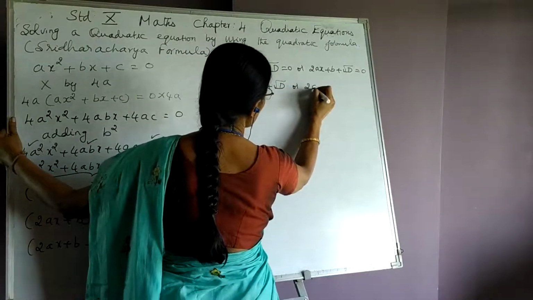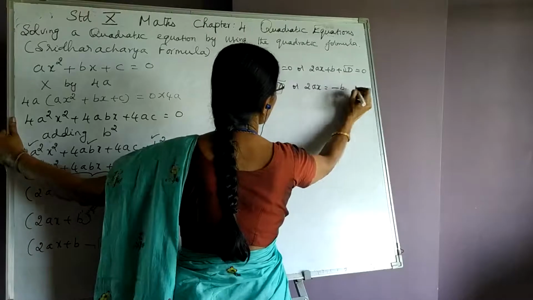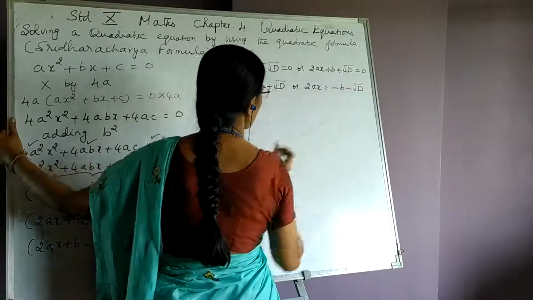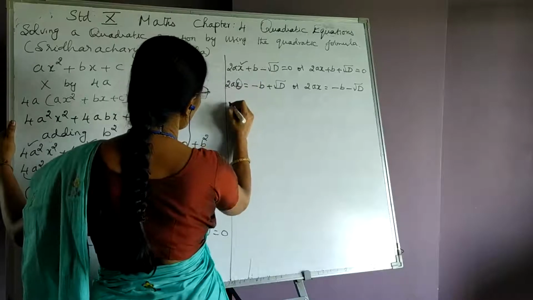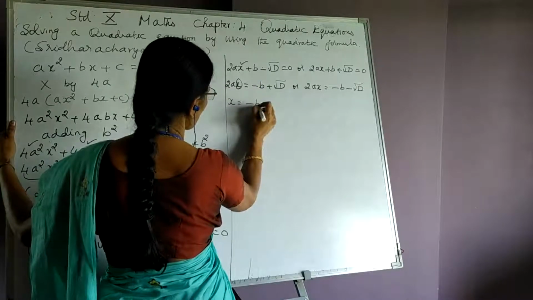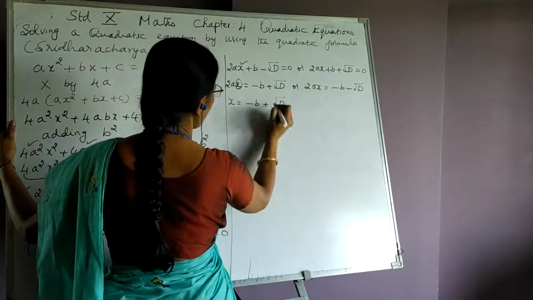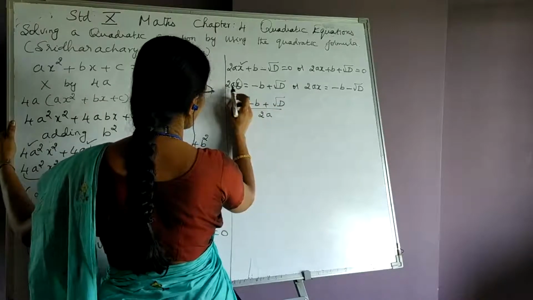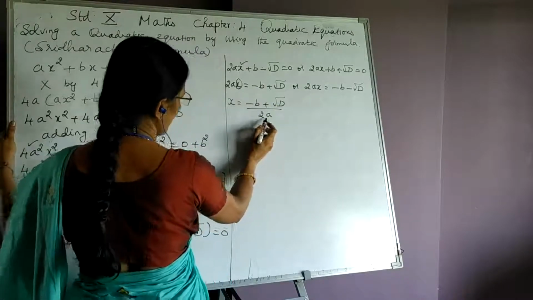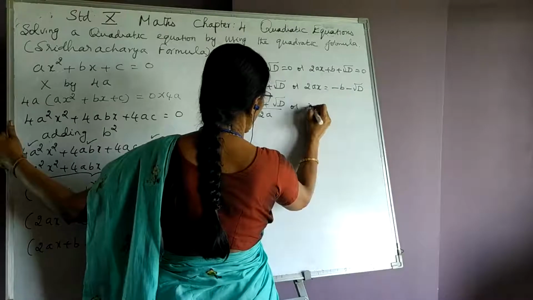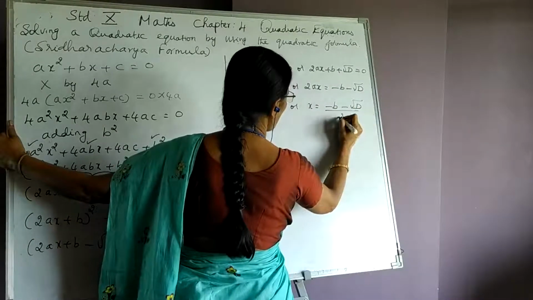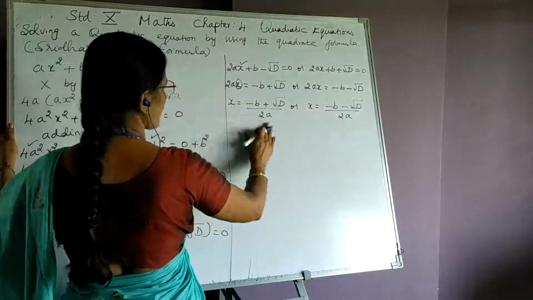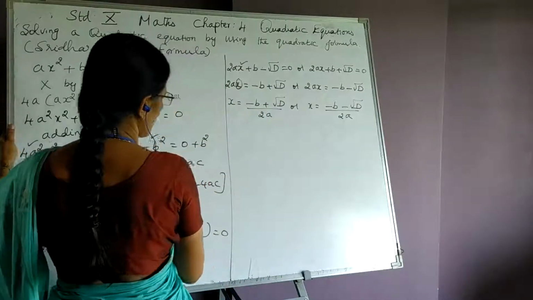Similarly here, 2ax is minus b minus root d. We are finding x. So again 2a is the unwanted term. Taking it to the other side, where do we get it? We get it in the denominator. It is in the product. Therefore, it goes to the denominator. Or x is minus b minus root d upon 2a. These are the roots of the given equation.